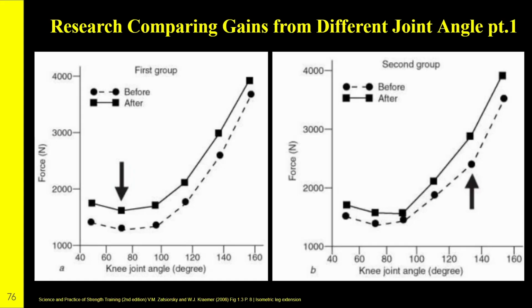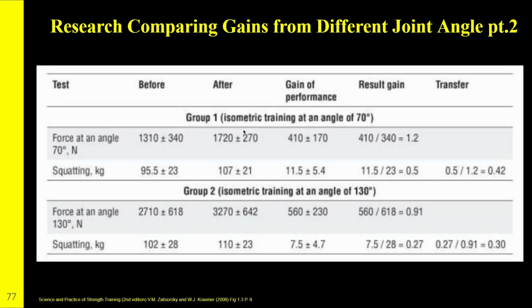This is a research study comparing the gains from different joint angles. The first group is doing isometric leg extension at 70°, while the second group is holding the isometric leg extension at 130°. Here's a table that's more useful to us. Let's only look at the shaded gray area first. We have the two rows, and if we compare the gain of performance in this column, we can see that at 130°, we actually have a greater gain of performance. But interestingly, when we transfer those gains into a compound movement, we see a quite different result than we were supposed to expect. For example, Group 1 actually shows greater improvement in squatting compared to Group 2.